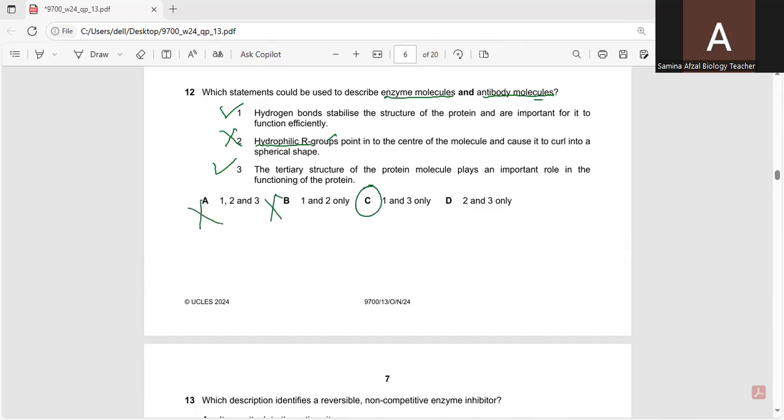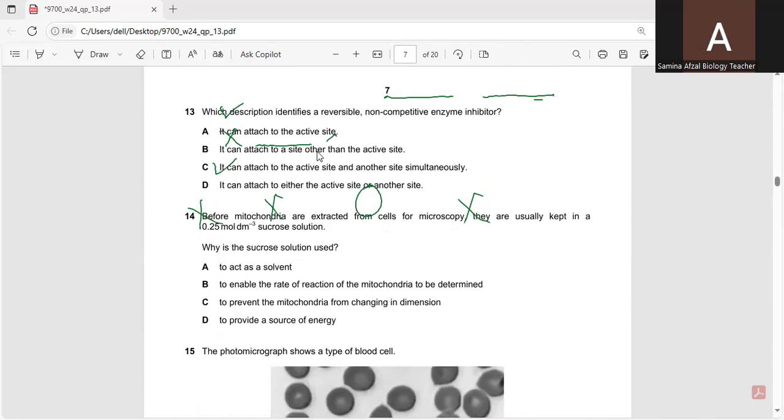B, A, and D are not correct options. Only C is the correct option because statement number 1 and statement number 3 are correct statements. So according to these statements, the answer is C.